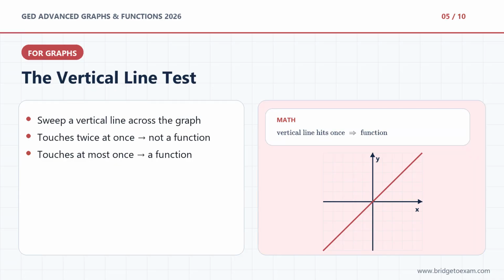For graphs, we have a quick visual test called the vertical line test. Imagine sweeping a vertical line across the graph from left to right. If that vertical line ever touches the graph in more than one place at once, then one input would have two outputs, so it is not a function. But if every vertical line hits the graph at most once, then it is a function.